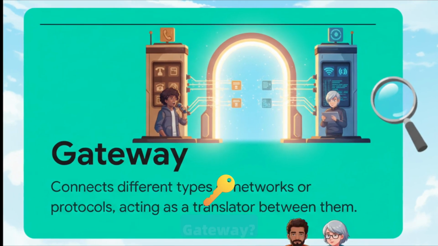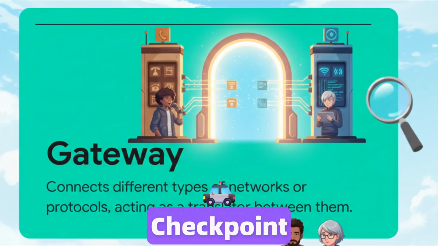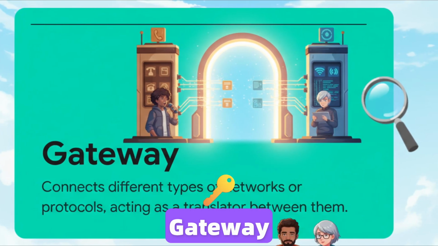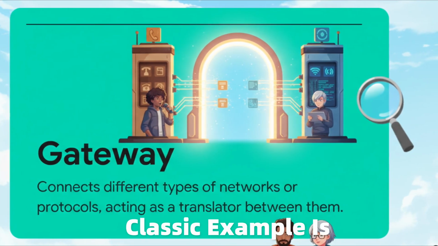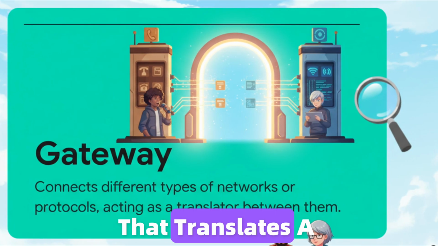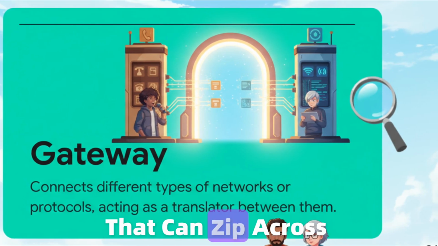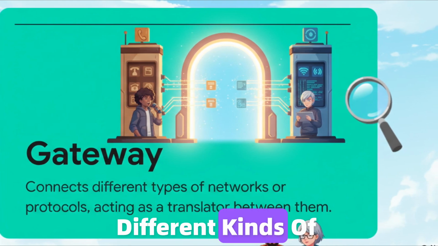All right, what about a gateway? Okay, stick with our city analogy. Imagine a border checkpoint between two countries where they speak completely different languages. The gateway is the official translator at that border. In the telecom world, a classic example is a gateway that translates a voice call from the old-school phone network into digital data that can zip across the internet. Its whole job is to connect two totally different kinds of networks.